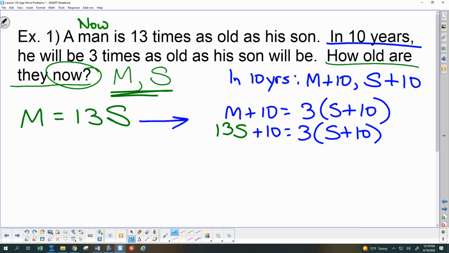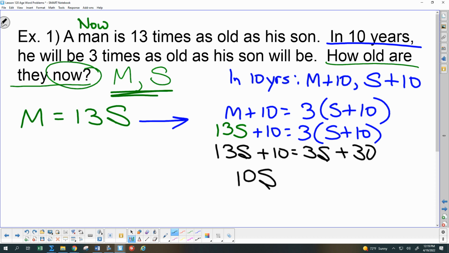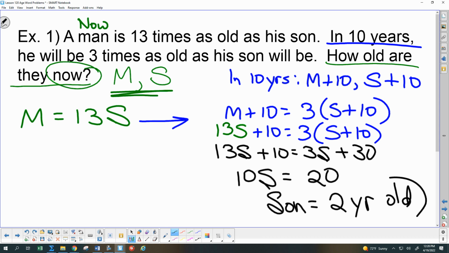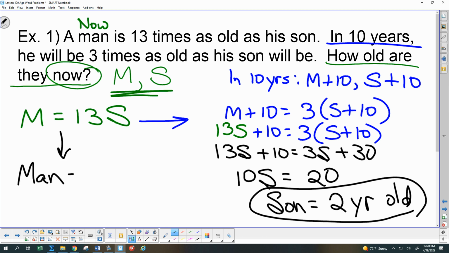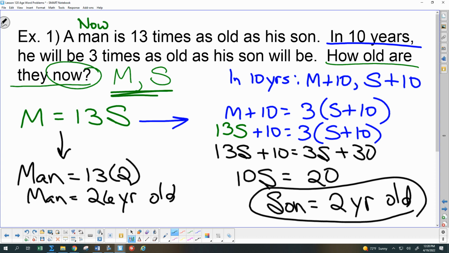So let's see if I can come up with what you guys just told me you got. I've got 13s plus 10 is 3s plus 30. If I subtract 3s on both sides, this side is 10s. If I subtract 10 on both sides, that side is 20. So the son is 2 years old. And then I'm going to come back to this equation. The man is 13 times that 2. So the man is 26 years old. And that's what you also said that you came up with.